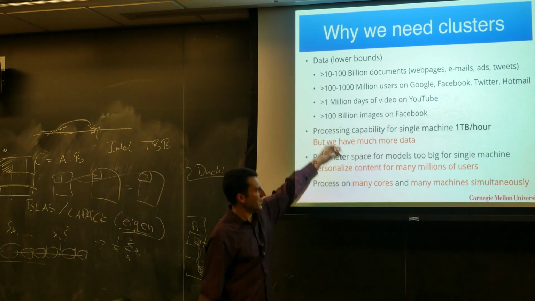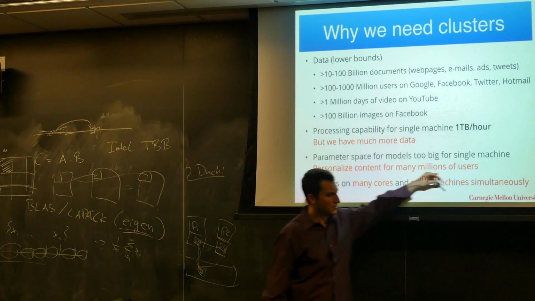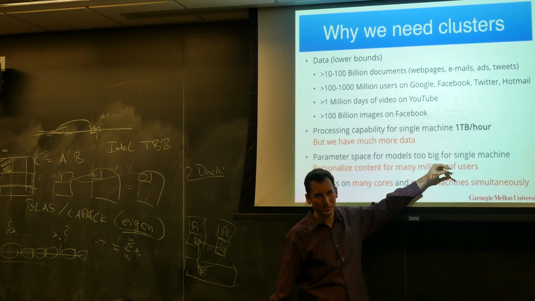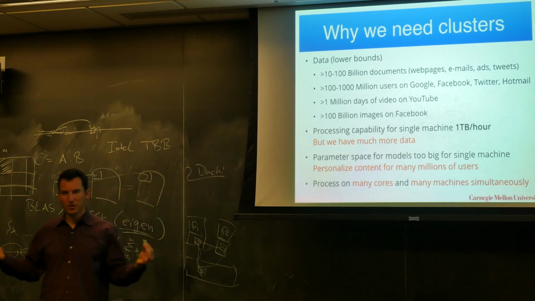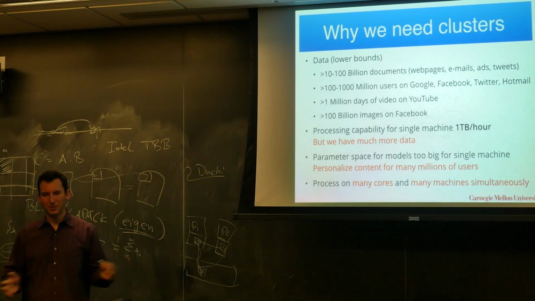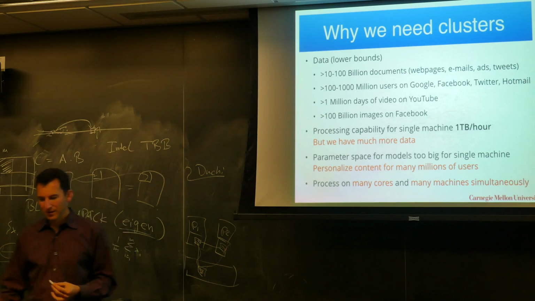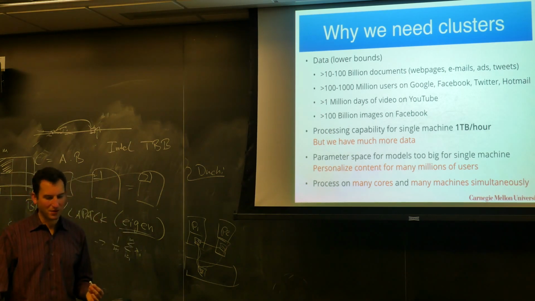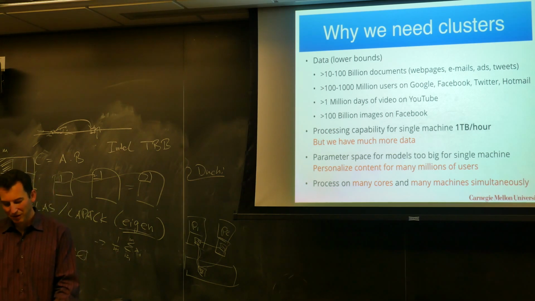On top of that, the parameter space is often also way too big for a single machine. So for instance, if I want to personalize content, so let's say Facebook wants to do personalized recommendation, then you need, on a per user basis, some parameters, what you like and what you don't like. So you can't store it on a single machine. And so what this really means is you need to process on many cores and many machines simultaneously. Okay, this is why you care about multi-machine. Yes, this is part of machine learning. I know this is the engineering side, but there are actually lots of really nice, theoretical questions in there.